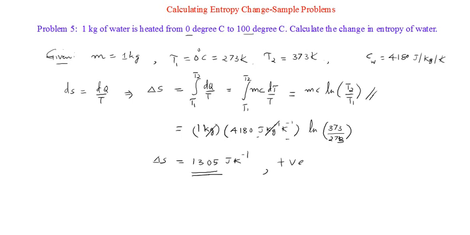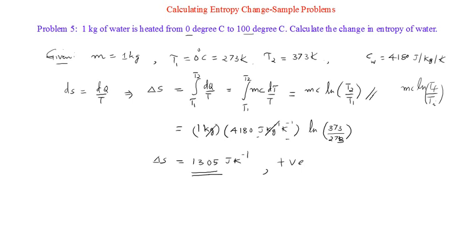If the problem was given as the reverse, 1 kilogram of water at 100 degrees Celsius cools down to 0 degrees Celsius, what will be the change in entropy of water? In that case, T1 and T2 will get interchanged. The actual equation is MC log T final divided by T initial. This is the real equation to be remembered. So it should be MC log T final by T initial.